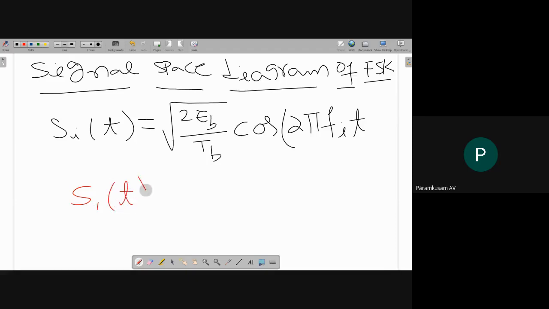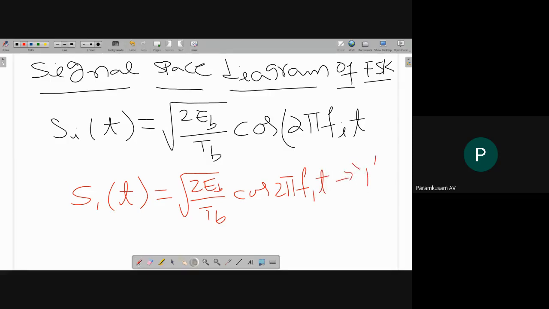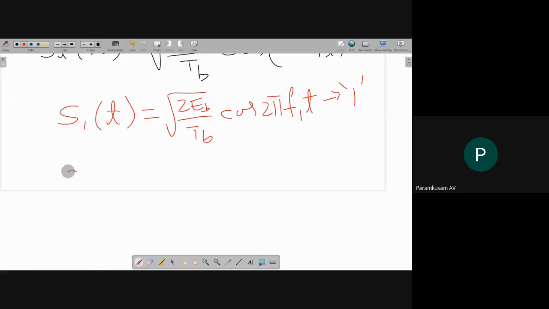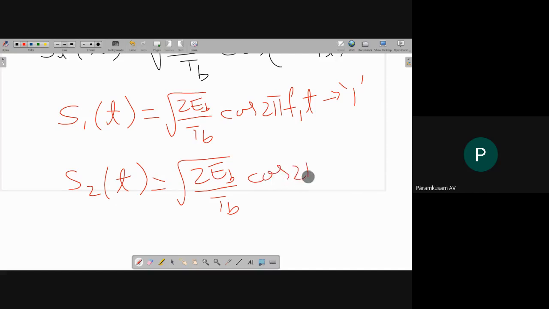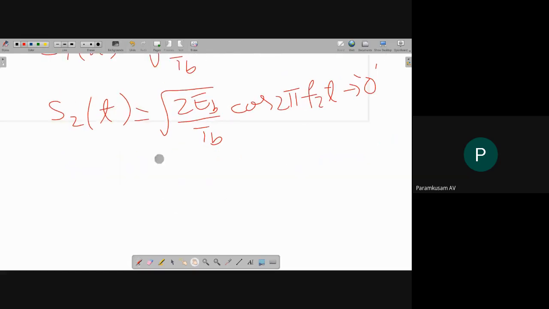S1 of t is equal to root over 2 Eb by Tb cos 2 pi f1 t when logic 1 is transmitted. Similarly, S2 of t is equal to root over 2 Eb by Tb cos 2 pi f2 t when logic 0 is transmitted. Okay, then these two can be written as S1 of t and S2 of t.